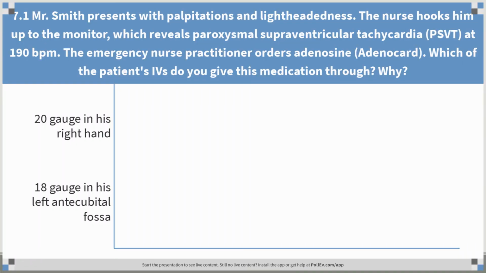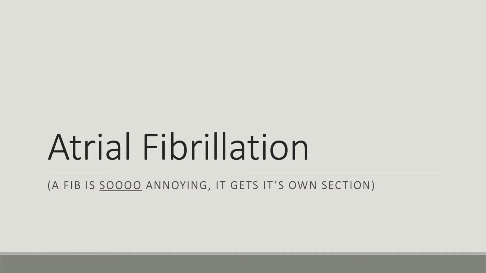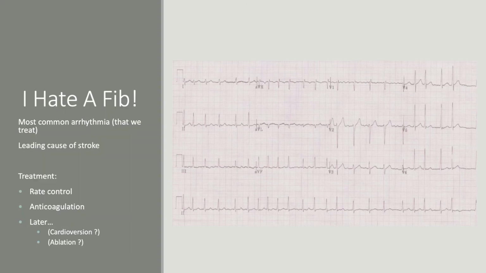Pretty cool. AFib is so annoying it gets its own section. I hate it so much. And there's three things really that you have to remember. Two things have to be done instantly when the patient comes into the hospital, right? We have to, or in the office or wherever, we have to control their heart rate, because usually AFib goes fast. And the second thing we have to do is anticoagulate the patient, right?